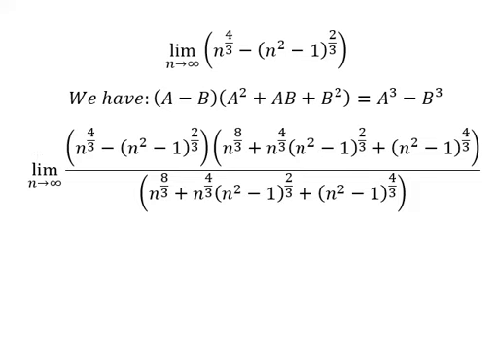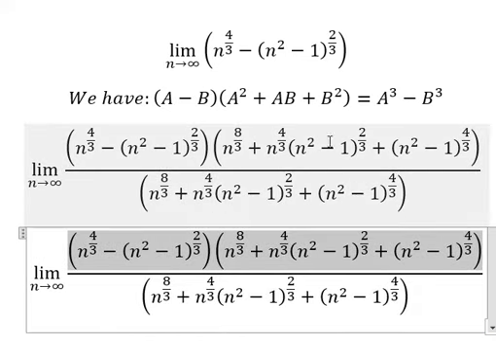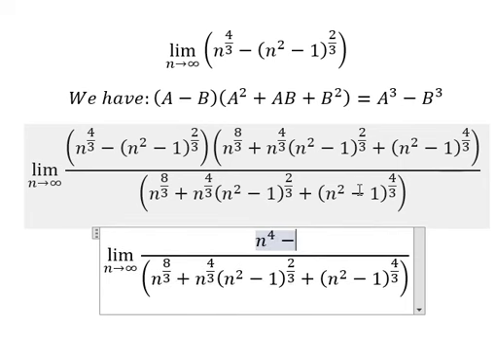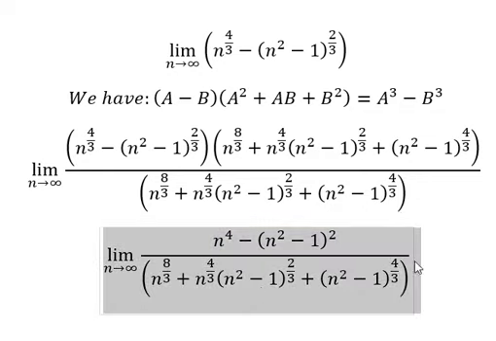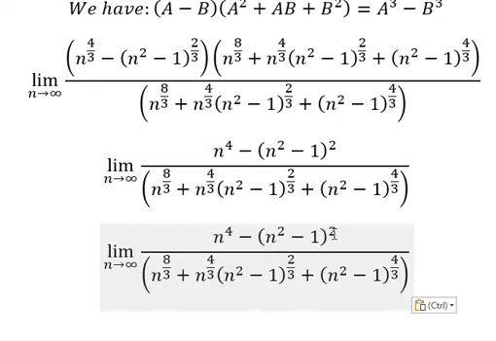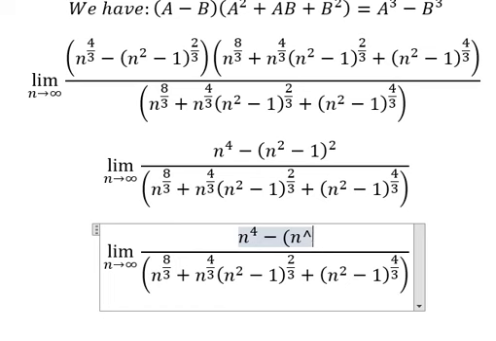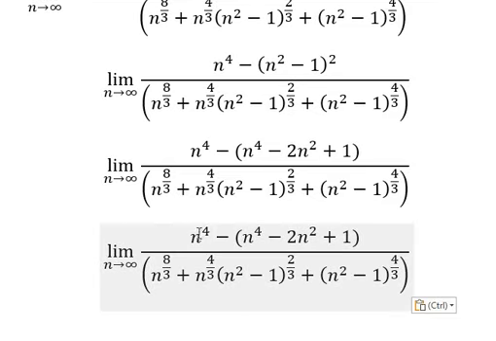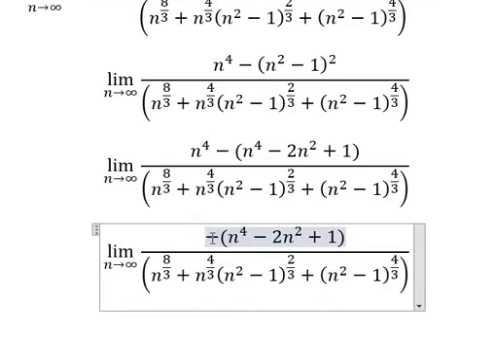Next, this one that is about n to the power of 4 minus (n squared minus 1) to the power of 2. Now we need to expand this one. So n to the power of 4 minus n to the power of 4, we cancel. So we change the sign of this one.